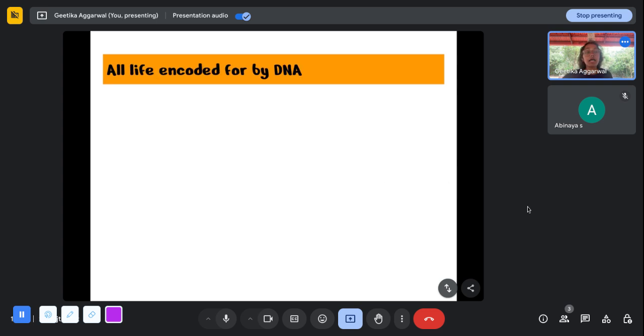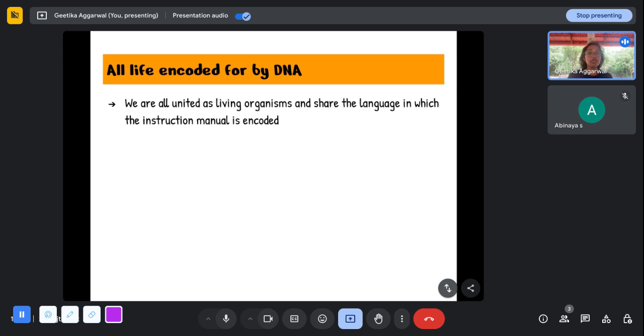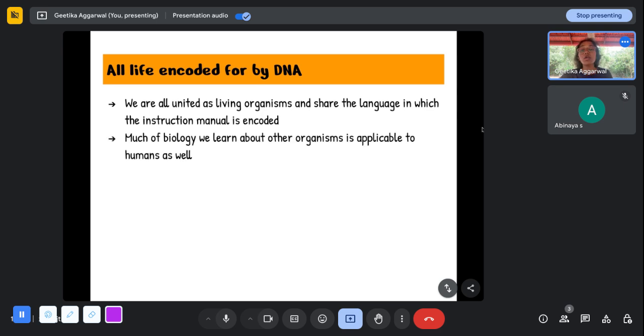As we've discussed in multiple lectures, all life is encoded by DNA, in the sense that DNA forms the basic instruction manual in all living organisms, and we all share the same language in which this manual is encoded, the nucleotide bases A, T, G, C. It stays the same across all living organisms, from bacteria to plants to animals to humans. All right.